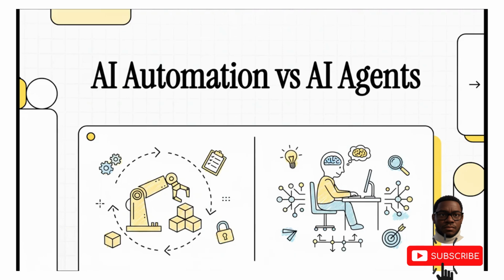You've probably heard the terms AI automation and AI agents thrown around a lot lately, right? And hey, they sound kind of similar, and a lot of people use them interchangeably. But what if I told you one is like a simple robot worker and the other is more like a digital employee that can actually think for itself? Let's break down what that really means and figure out which one you should be paying attention to.